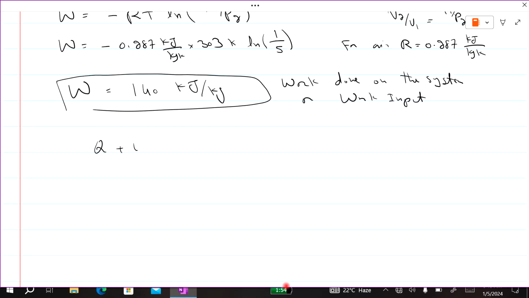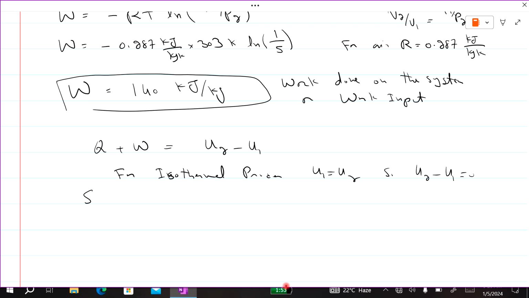Now, according to the non-flow energy equation, Q plus W is equal to U2 minus U1. For an isothermal process, U1 is equal to U2, so U2 minus U1 is equal to 0. So Q plus W is equal to 0. So Q plus 140 kilojoule per kg is equal to 0. So this implies that Q is equal to minus 140 kilojoule per kg.